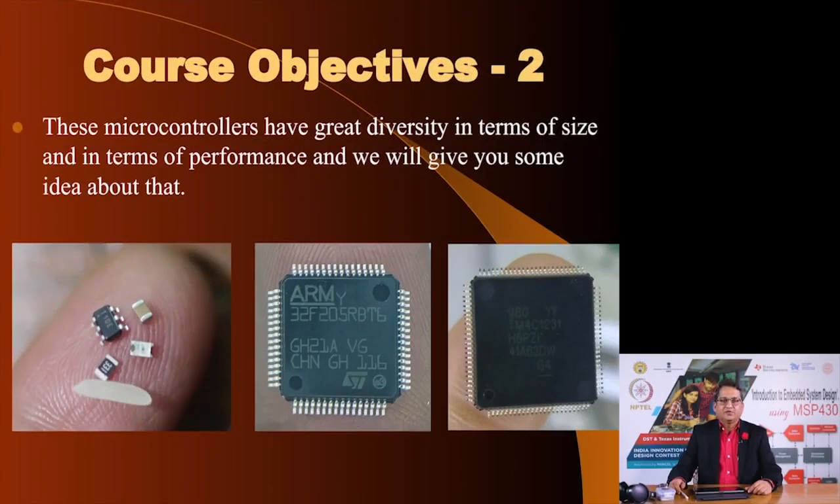Then we will go into details of how the embedded computer is implemented. There are many ways of implementing the embedded computer. One of the popular methods is using a microcontroller. A microcontroller is like a complete computer on a single chip. These microcontrollers have great diversity in terms of size and in terms of capabilities, that is their performance. In this slide you can see 3 examples of microcontrollers, one which is smaller than a grain of rice, and the rightmost example is something which is about 1 square inch in size.